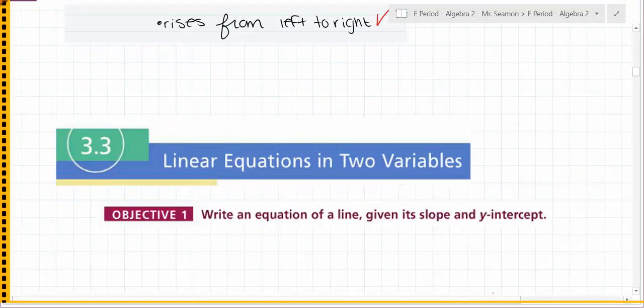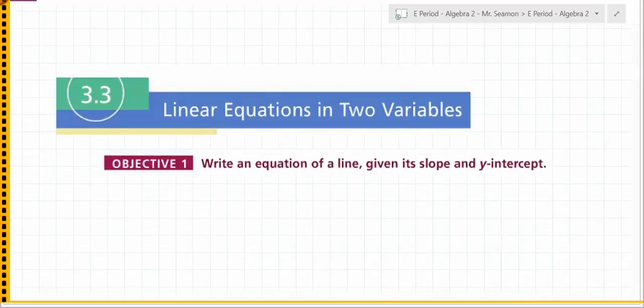Equations in 2 variables. So we've already chatted about this to begin with. What form did we use yesterday? What was the main linear form that we used? Standard form. We were using standard form yesterday, Ax plus By equals C. Are there other forms? Yes, there are other ways to write a line.